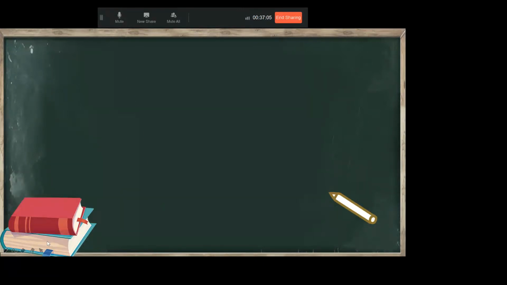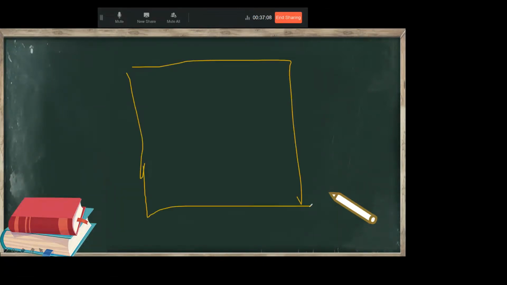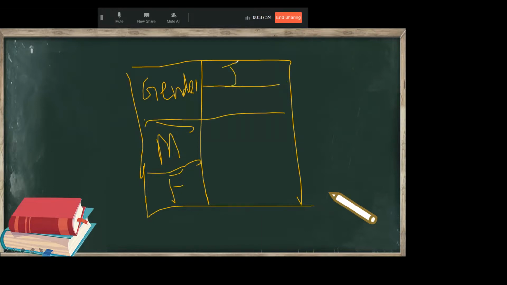Let me draw again. So now this is gender. I will just show it with G for gender. I have male, I have female. Now here I have another variable. I consider jobs, and it also has two outcomes. One is a manager level job, and the other one is a low level or clerk level job. Now this is a two-way table, right?